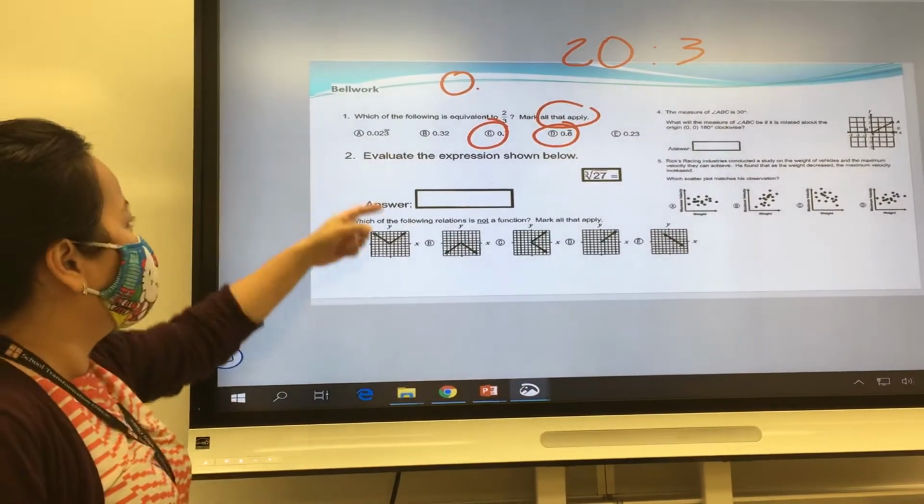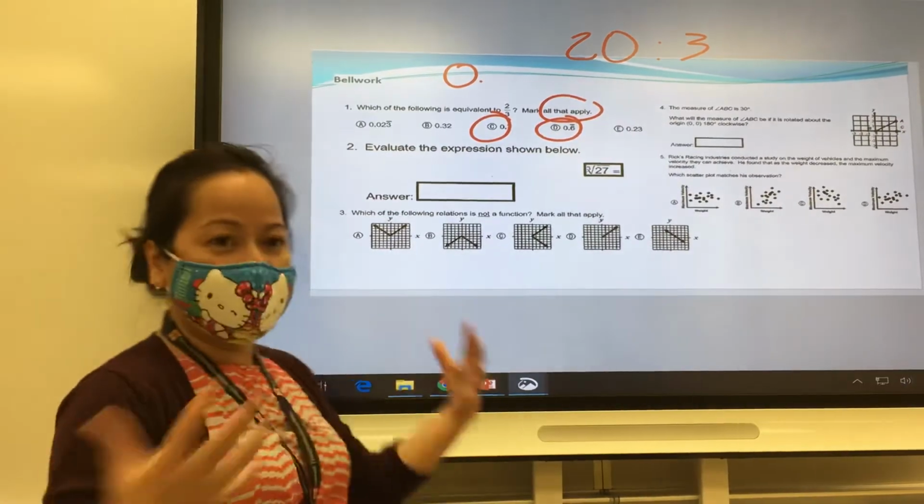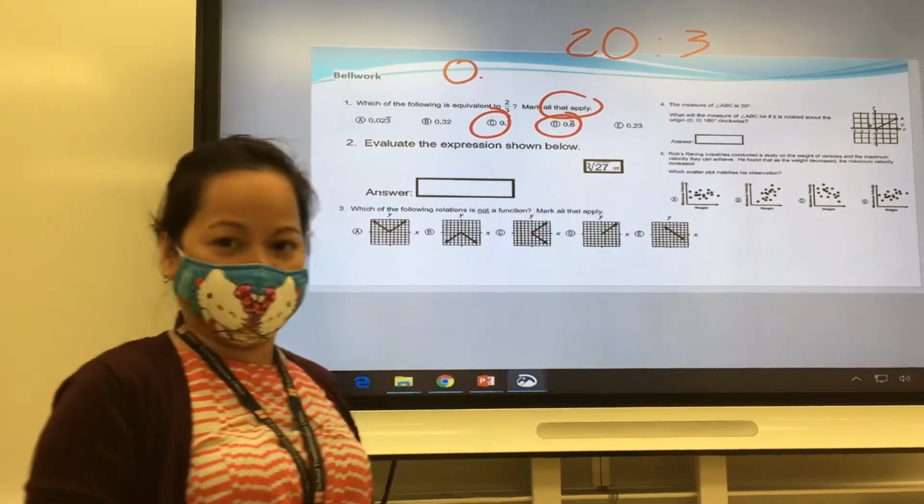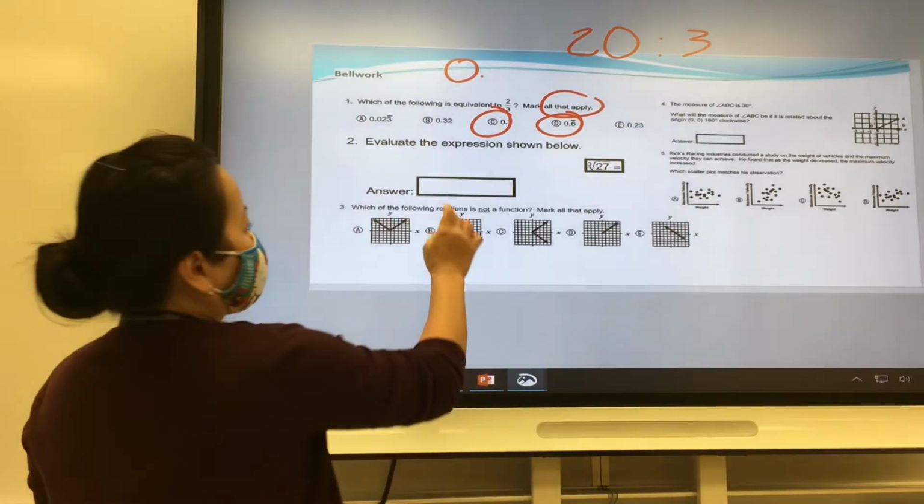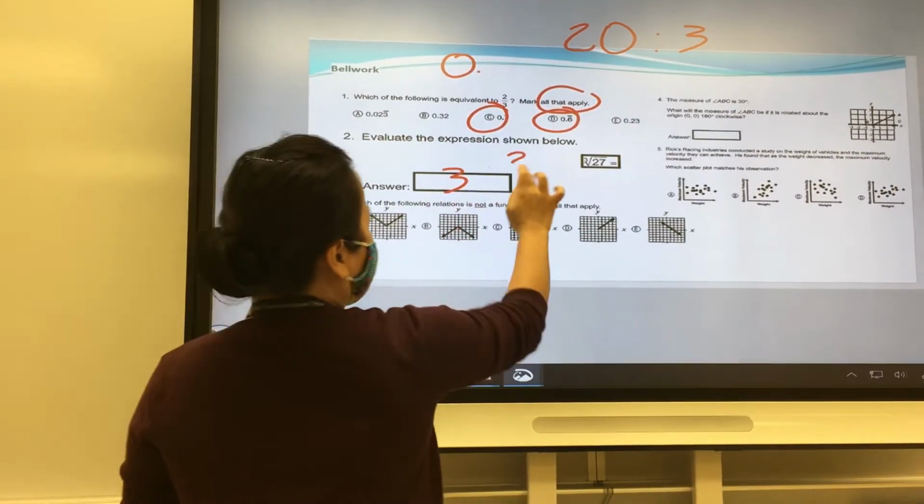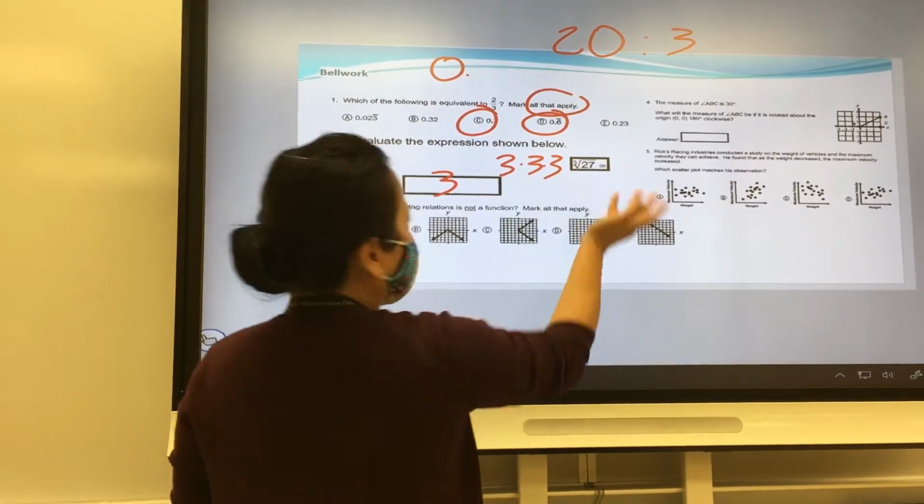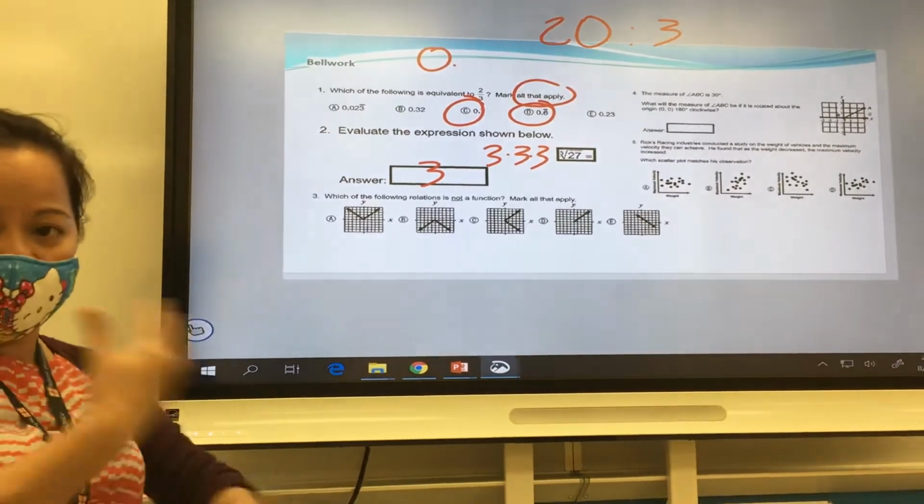Okay. All right. Number 2, you can tell the student, like, I know you haven't learned about the cube root yet, but for now, just know that the answer will be 3, because 3 times 3 times 3 will give you 27. You don't have to go over the whole lesson about it.